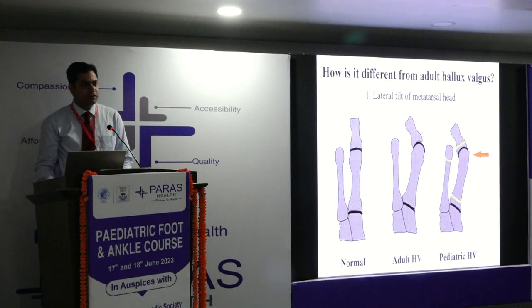So how is it different from adult hallux valgus? So the first important thing to realize is, in children usually the first MTP joint is congruent, whereas in adult there is incongruity which is giving rise to the deformity. In children on the other hand there is lateral tilt of the distal articular surface of the first metatarsal, whereas in adult that is usually not the issue.